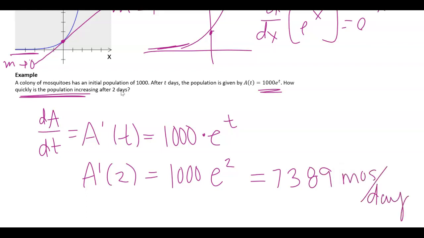Oh my goodness, y'all. Think about that. The population of mosquitoes is increasing at a rate of 7,400 mosquitoes per day. That's so fun. But that's our answer for this question.